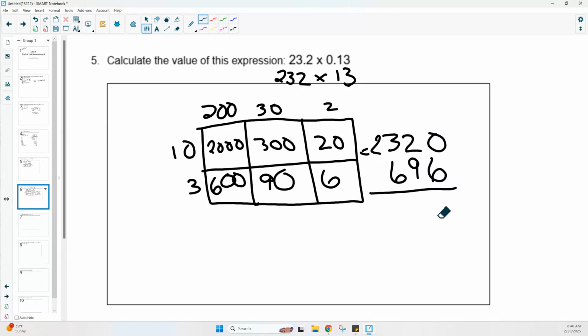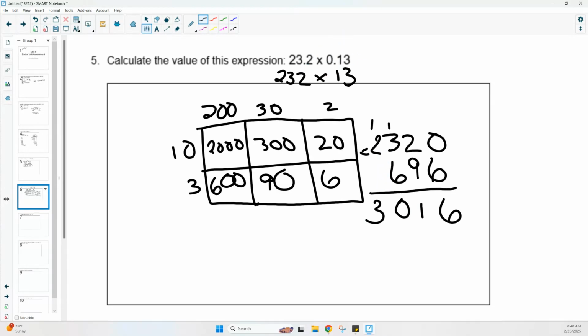Let's add them up. 0 and 6 is 6. 2 plus 9 is 11. 1 goes down, 1 goes up. 1 plus 3 is 4, plus 6 is 10. 1 plus 2 is 3. All right, but our answer is not 3,016.